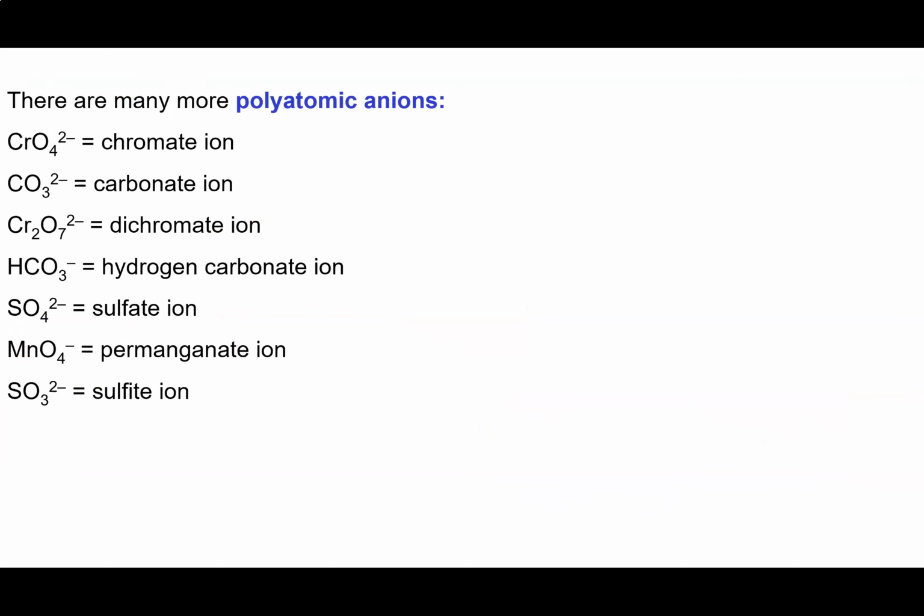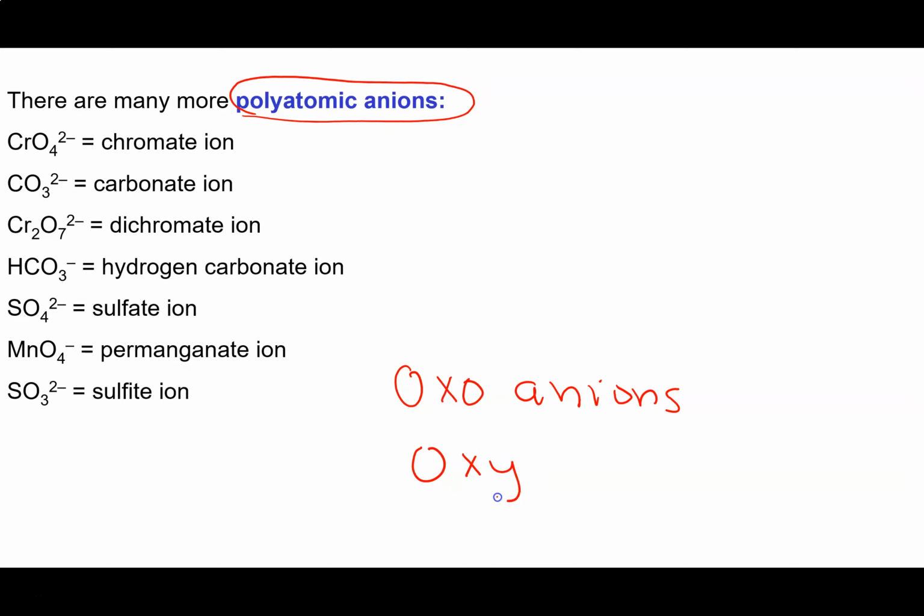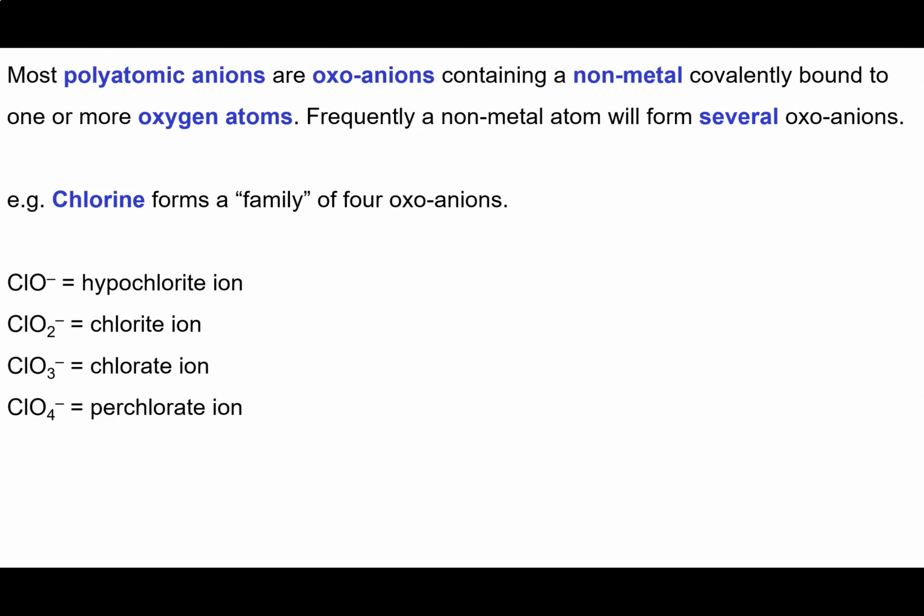It's important to recognize that there are a lot of polyatomic anions. Many of them you can see here contain oxygen. These are referred to as oxoanions, or some people will say oxyanions, or if you're like me, you'll flip seamlessly between the two. There is no difference. Most polyatomic anions, as I mentioned, are oxyanions that contain a central nonmetal atom bound to one or more oxygen atoms.